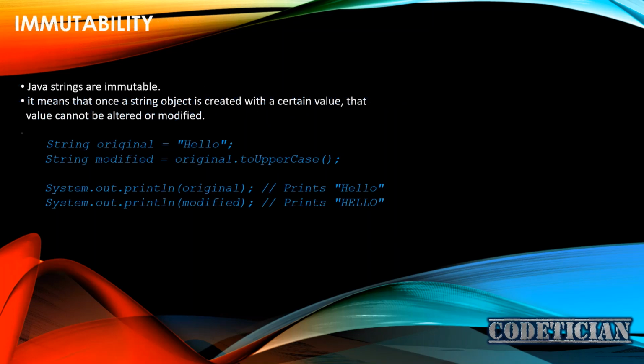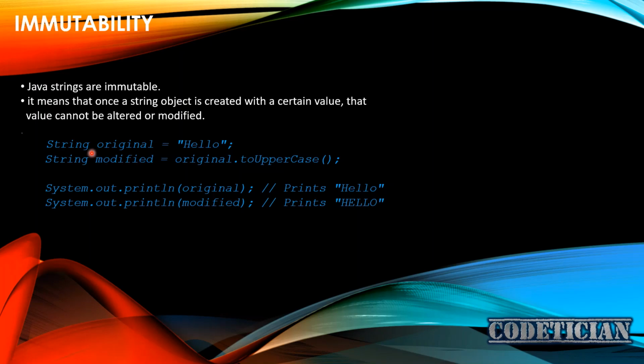Now, the fourth important concept in this strings chapter is immutability. When I say immutability, it means that Java strings are immutable. You cannot change those objects. Suppose I'm creating a string object, you cannot change the value of that object at a later stage.